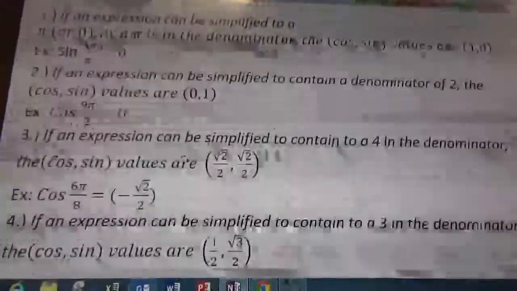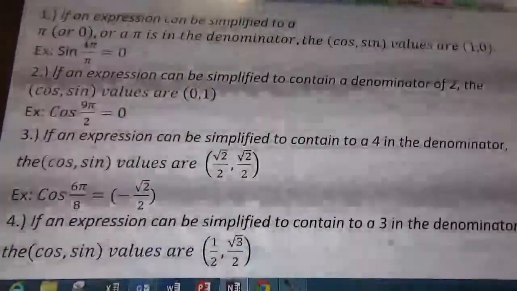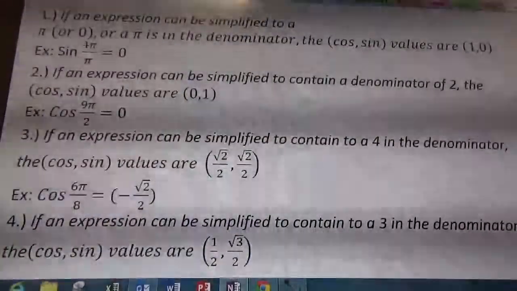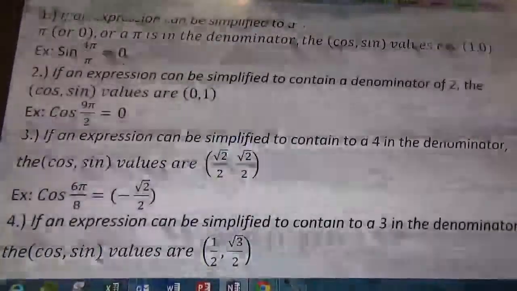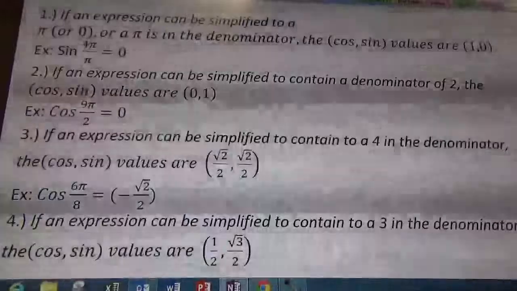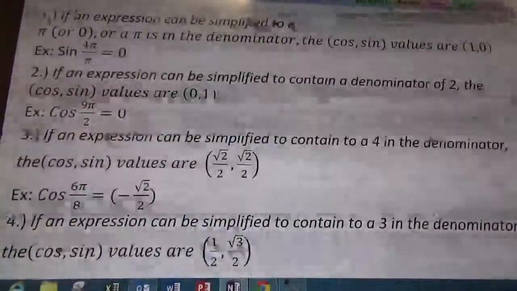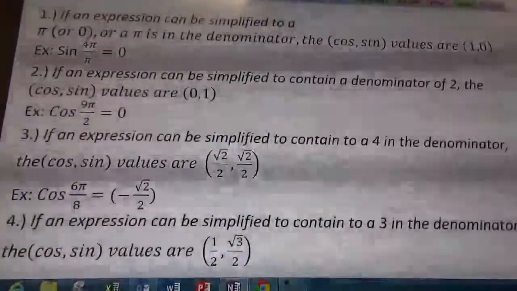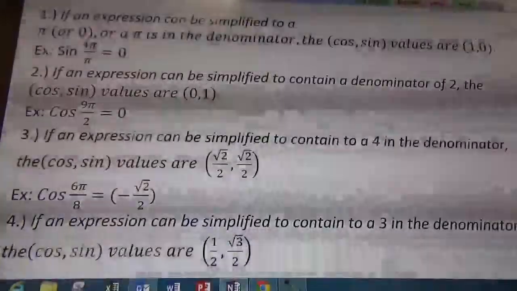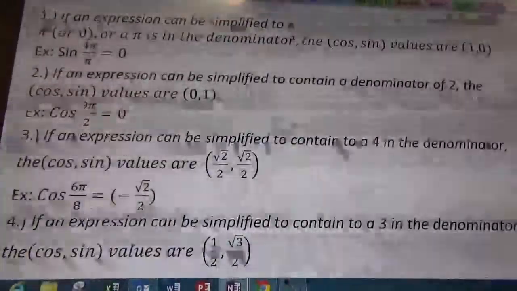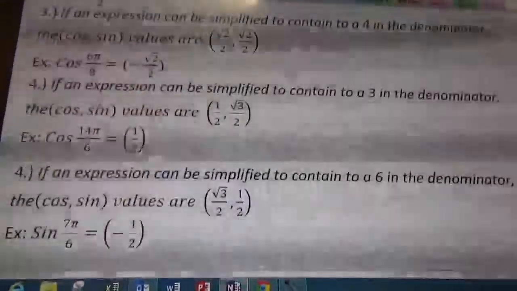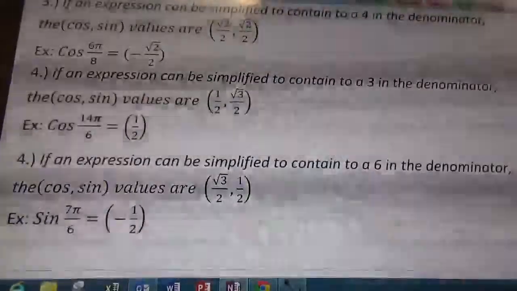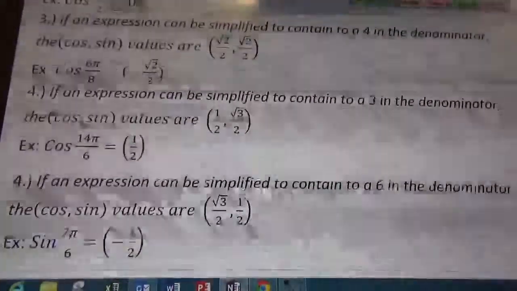Next, if an expression can be simplified to contain a denominator of 2, the cosine sine values are 0, 1. Example, cosine 9 pi over 2 equals 0. You technically can tell whether the sign is positive or negative, but it's a convoluted pattern. Starting from pi over 2, every other odd coefficient has a positive sign. As I said, it's convoluted. The rest are relatively straightforward, but don't have any tricks about the quadrant it's located in. The examples assume you've already figured that out.